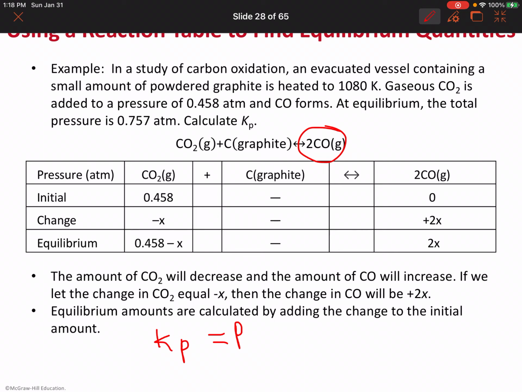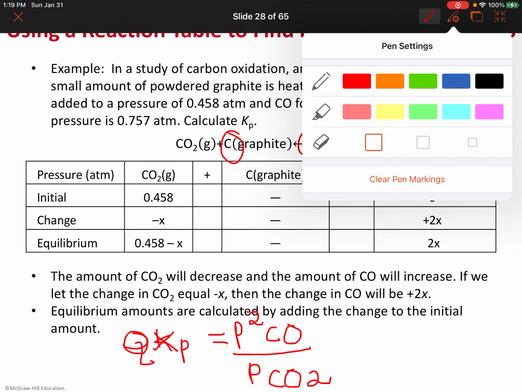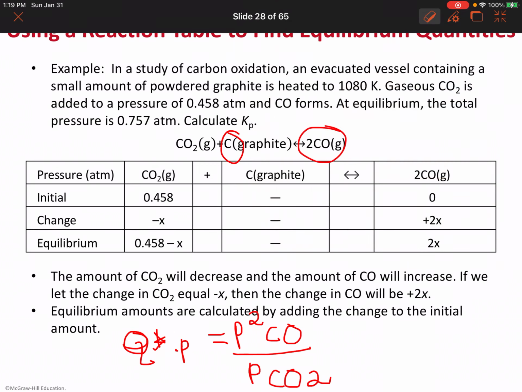Pressure of carbon monoxide, and then it needs to be raised to the power 2, over the pressure of carbon dioxide. Are we going to put carbon? No, because it's a solid. You don't put that in your Qp. Since we don't know whether it is at equilibrium or not, we can start with Qp, and later change it to Kp. Okay, Qp. This is how the expression is going to be.